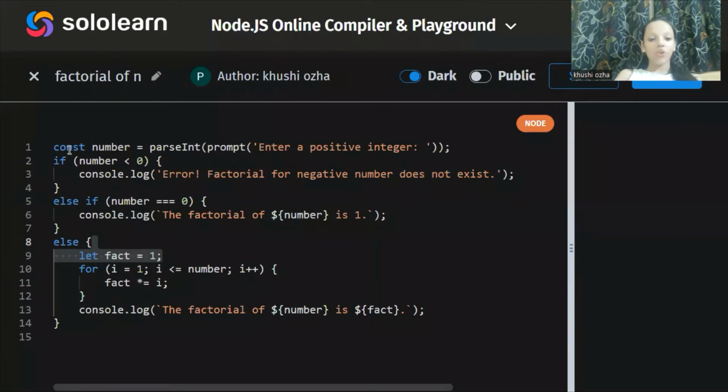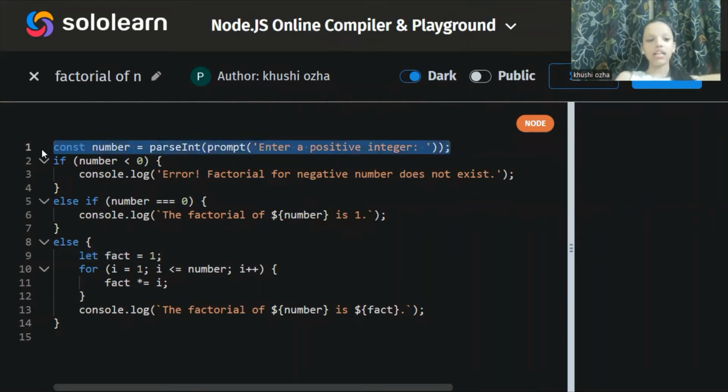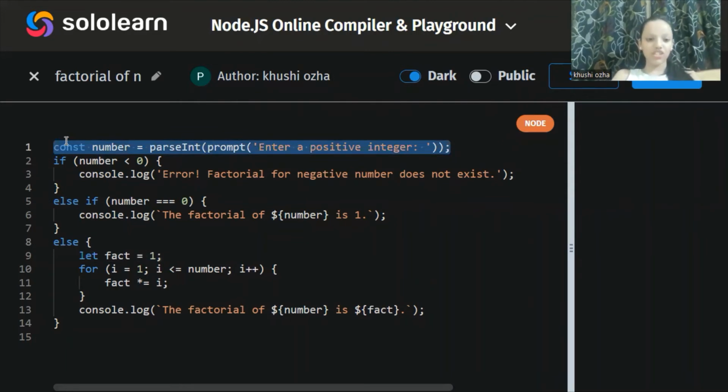So here we have a constant number. Now we have this parseInt prompt, enter a positive integer. So this will take the user's input. And here we have a constant number. The value of this number cannot be changed, and you have to type in a number. You cannot type any letter.